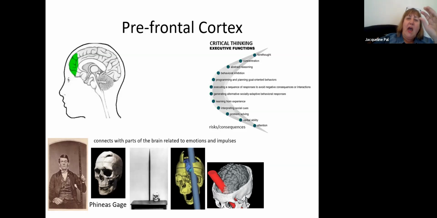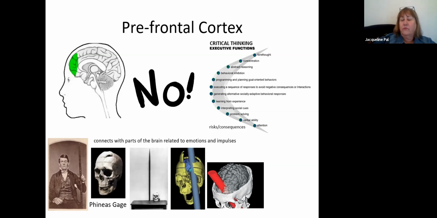Okay, so how can we develop this prefrontal cortex? Well, when you're a child, every single time your parent told you, no, you can't do it, it's dangerous, they were helping develop your prefrontal cortex. So feel free to thank them for that as well.